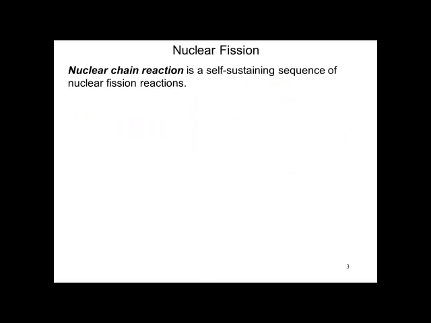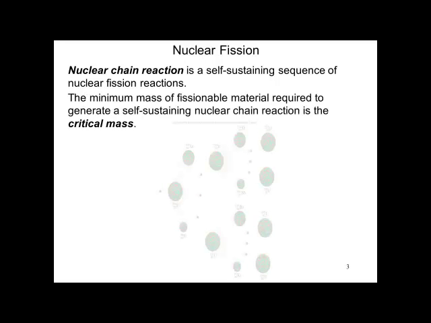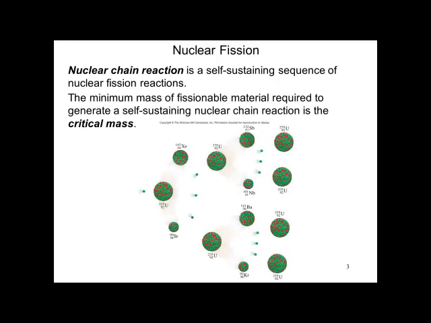Nuclear fission depends upon having a nuclear chain reaction which is self-sustaining. It is a self-sustaining sequence of nuclear fission reactions. The minimum mass of fissionable material required to generate a self-sustaining nuclear chain reaction is called a critical mass. This diagram shows a chain reaction.